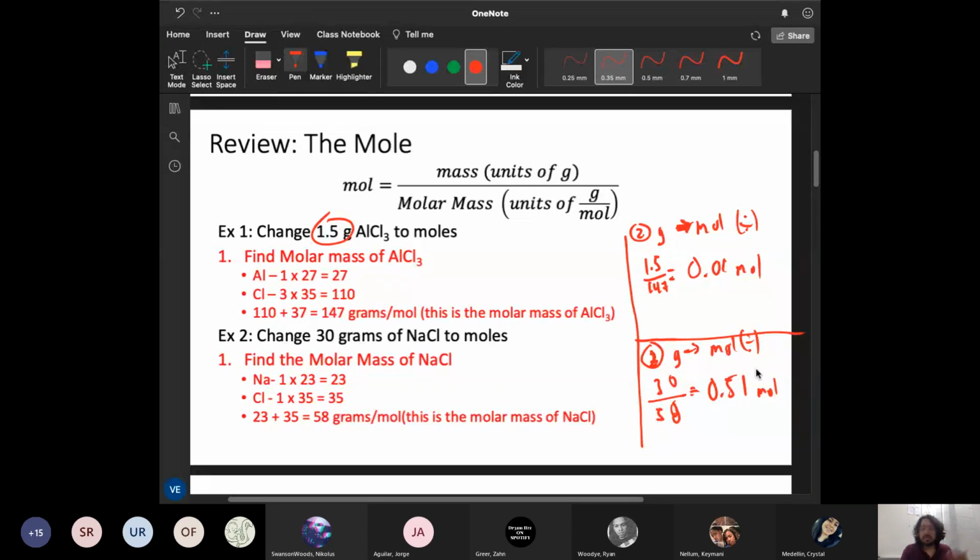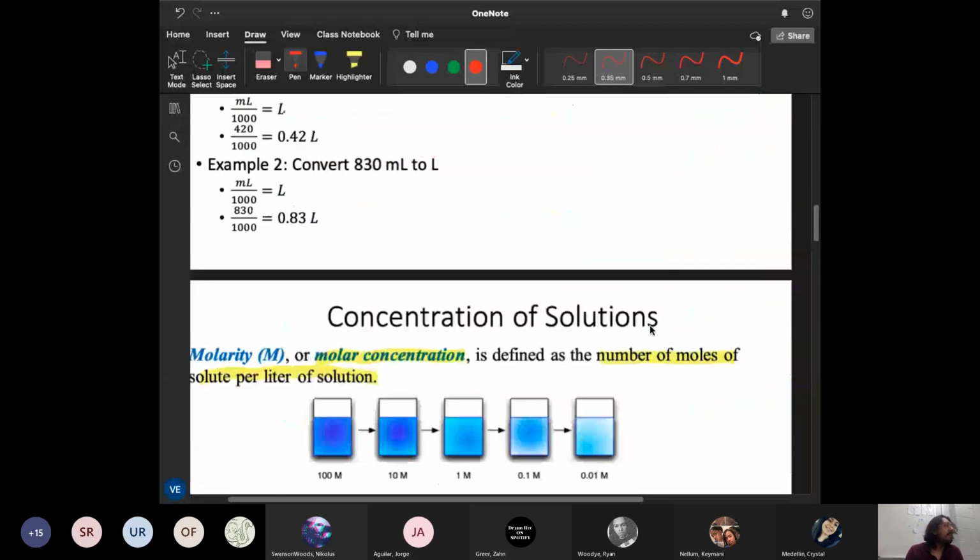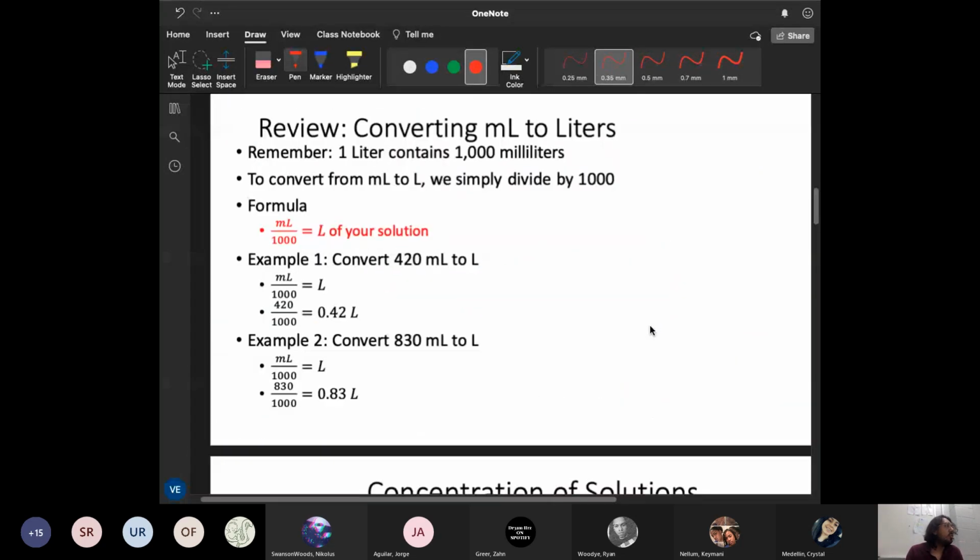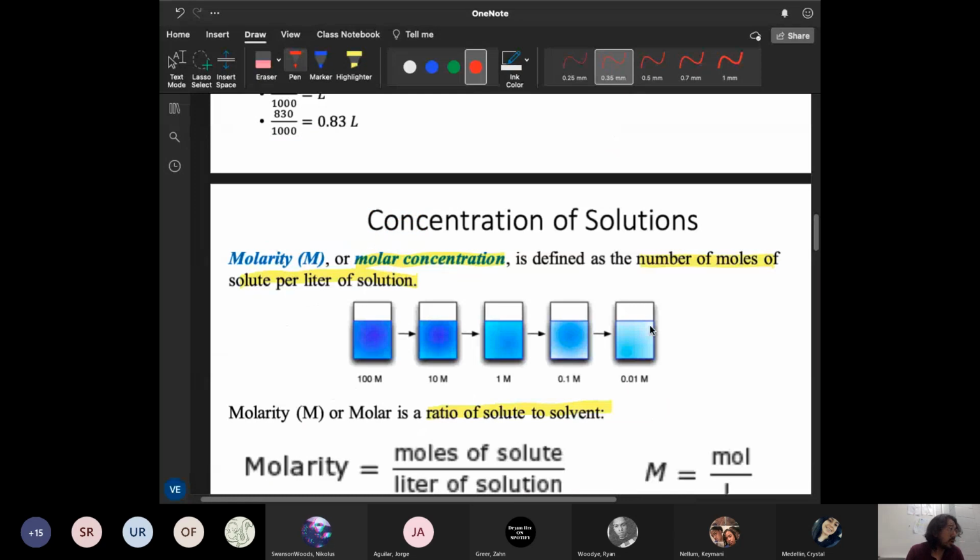So pretty easy. This did not take very long to figure out the number of moles in each amount of grams, like a minute, you know? Find the molar masses, add them up, and then go from grams to moles. It's pretty easy, okay? Now, let me kind of jump ahead to steps for solving for molarity.